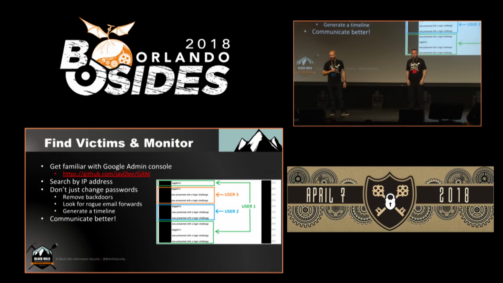Yeah, so finding victims and monitoring. If you can get familiar with Google Admin, then you'll be able to start seeing trends. There's a really cool tool called GAM. It's a command line tool to interact with the Google API. It's awesome for red teaming as well, but it's really good for Google admins. And you can search by IP address in the console.